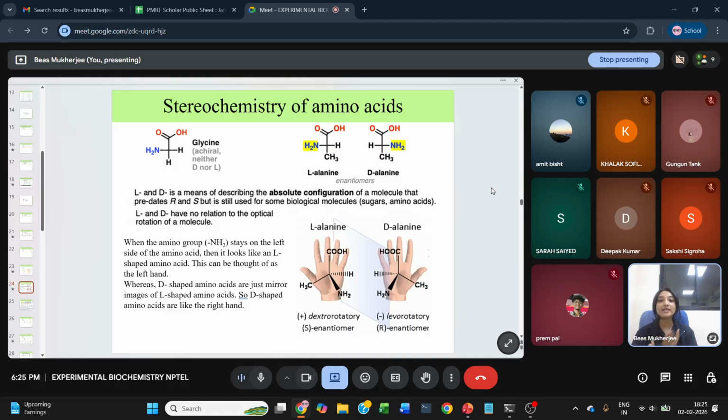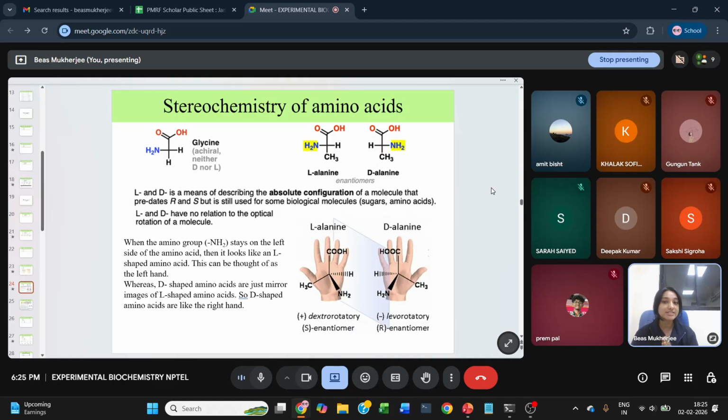So L and D mean describing the absolute configuration. This has nothing to do with the optical activity of that molecule. We'll talk about dextrorotatory and levorotatory very soon. So absolute configuration of a molecule that predates RNS. Now L and D have no relation to the optical rotation of a molecule.